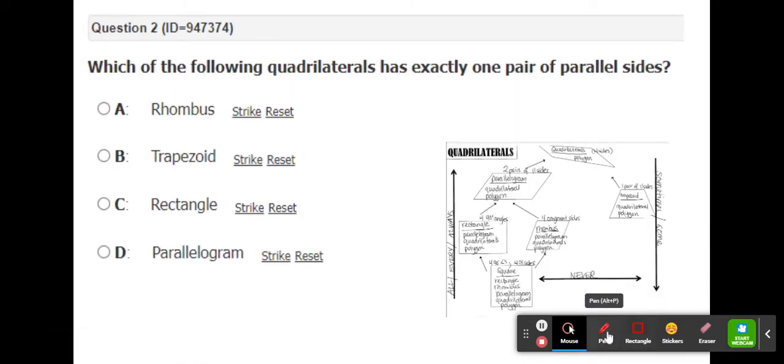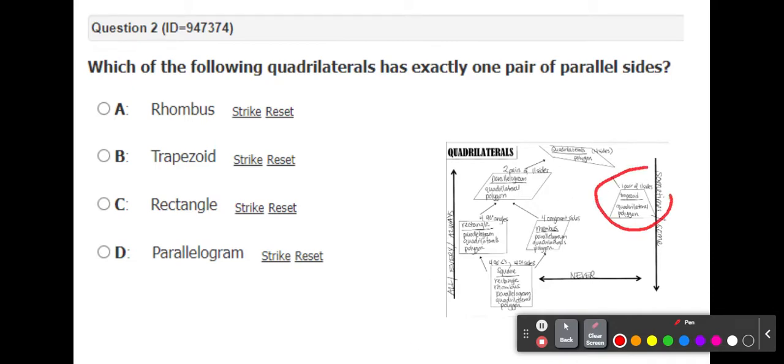Question 2 says, which of the following quadrilaterals has exactly one pair of parallel sides? That's the trapezoid. He's the only one that has exactly one pair of parallel sides. All of these other ones have two pairs of parallel sides. Remember that parallel means they'll go on forever and they'll never meet. They're two lines that go on forever. They could go this way. Doesn't mean they're equal. It means they're parallel to each other because if you extend them on forever, they will never meet. And trapezoids only have one pair of those.